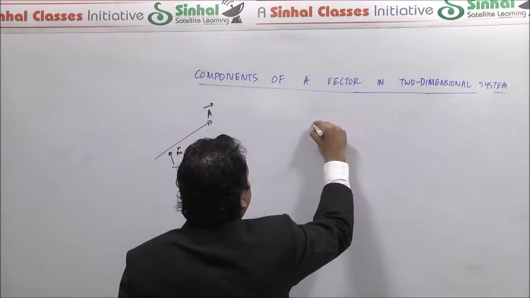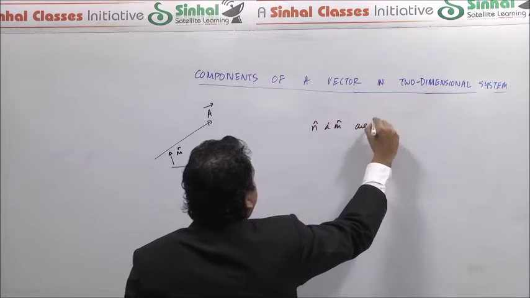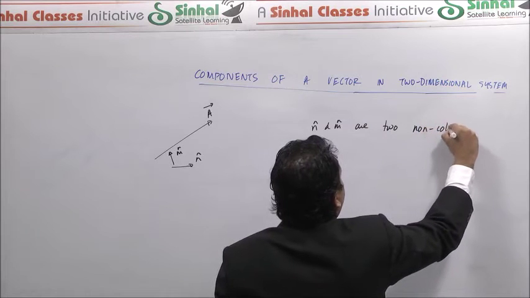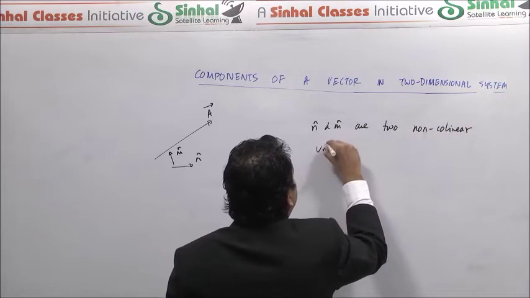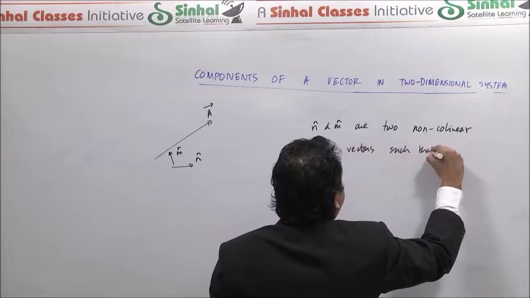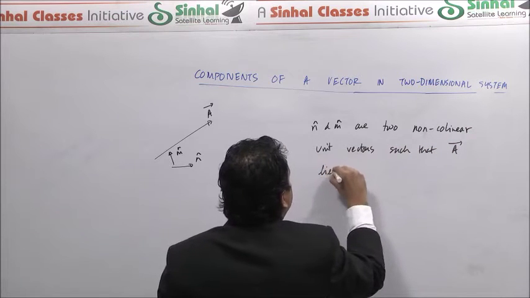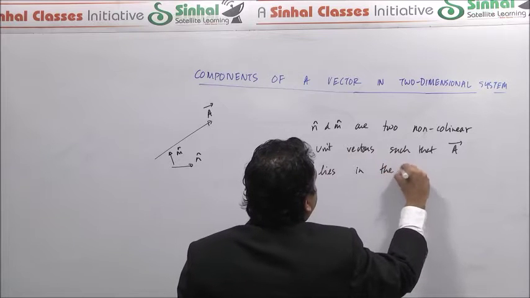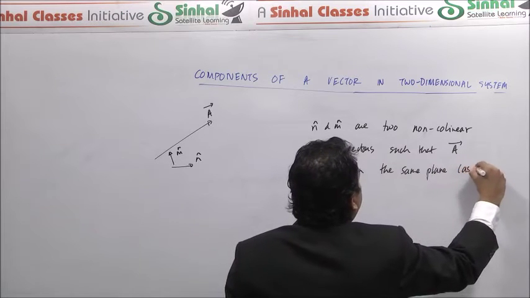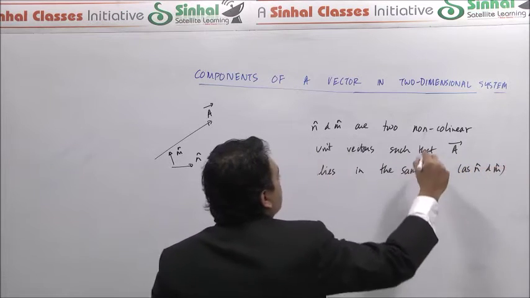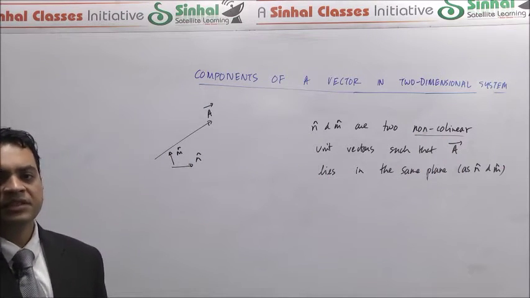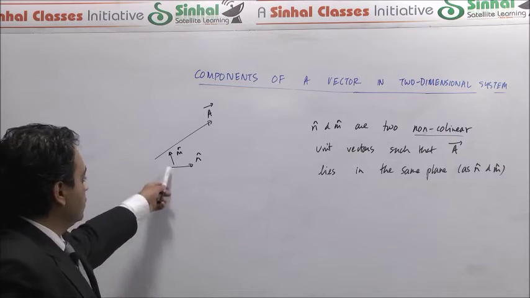So n cap and m cap are two non-collinear unit vectors, such that the vector A lies in the same plane as n cap and m cap. So again, what does the term non-collinear refer to over here? Non-collinear means they are neither parallel nor anti-parallel. That means they define a plane rather than a line, like what I've drawn over here.